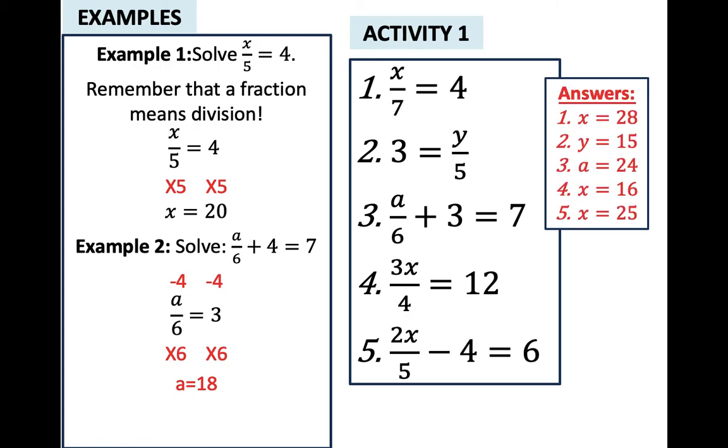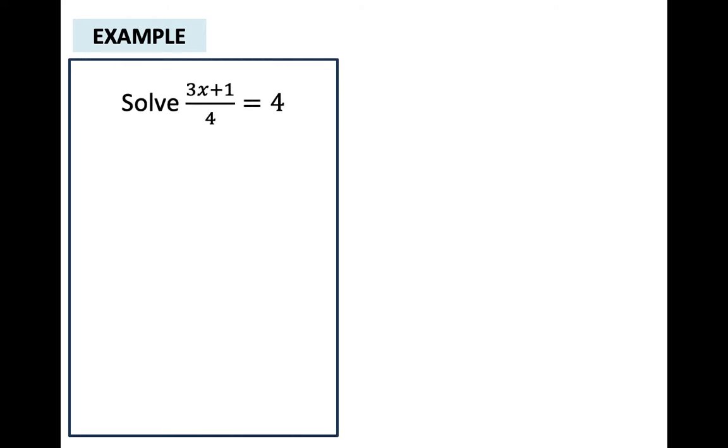Welcome back, here are your answers. Now let's have a look at a more complex example. With this, we need to have a think about what to get rid of first. Now, because 3x and 1 are both on top of the fraction, they're both the numerator of the fraction, you cannot separate one from the other. They're a team. They're effectively in brackets, even though the brackets are not written there.